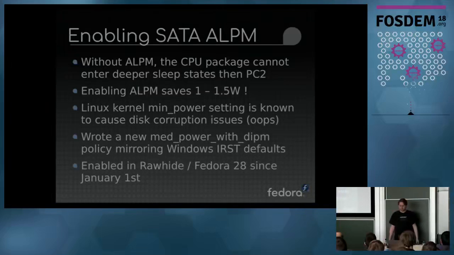So the existing setting before I started working on this, min power, enabled 3 things, or more even, but 3 I know from the top of my head. You have DevSlp, or slumber, which is a special mode which puts the disk in an even deeper sleep state, but it's not really that interesting. It saves about 70 milliwatts.